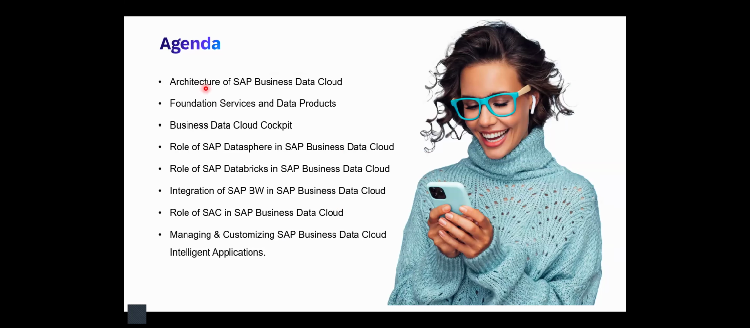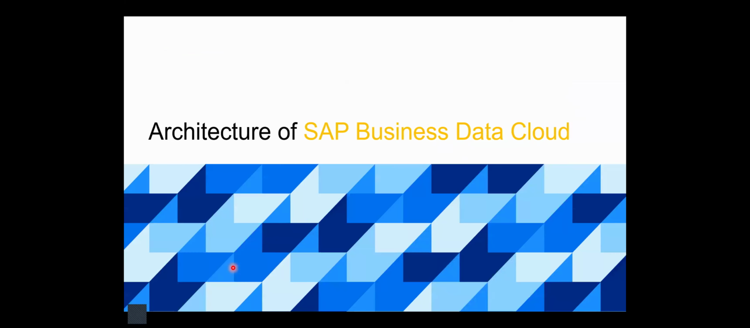We will look at the architecture and the basic blocks of Business Data Cloud, that is foundation services and data products, followed by an important component of Business Data Cloud, which is the Business Data Cloud Cockpit. We will also understand the role of Datasphere, Databricks and SAC within the context of Business Data Cloud. We will also discuss the details around BW integration with BDC, and we will talk about intelligent applications.